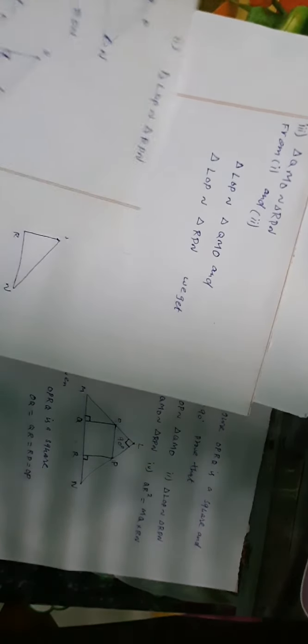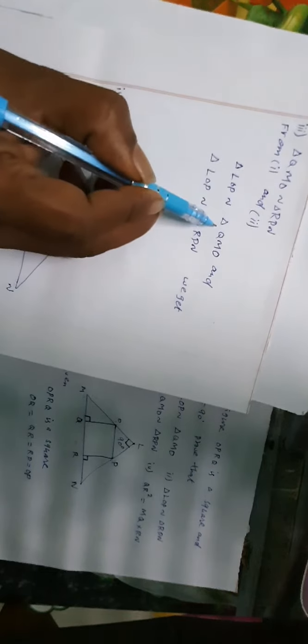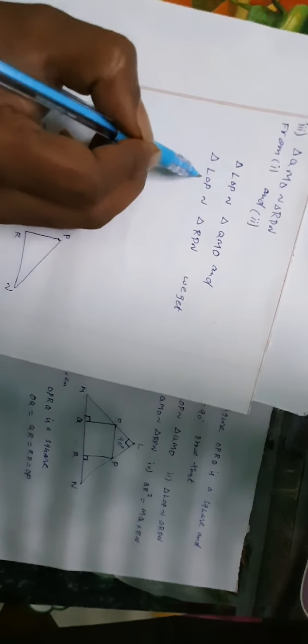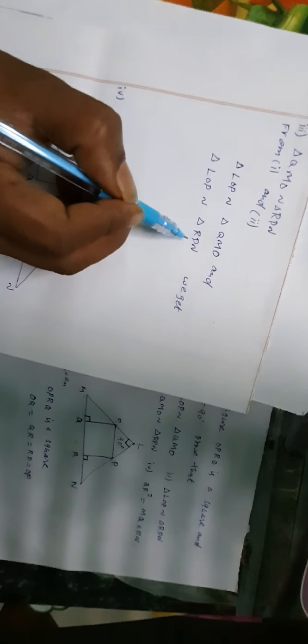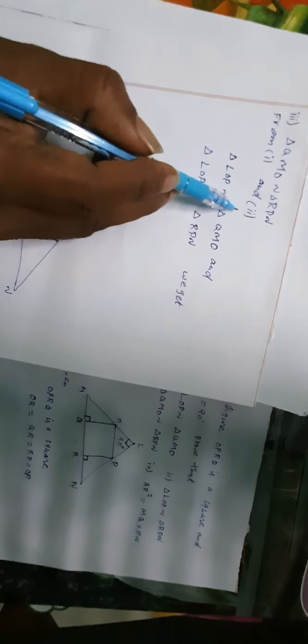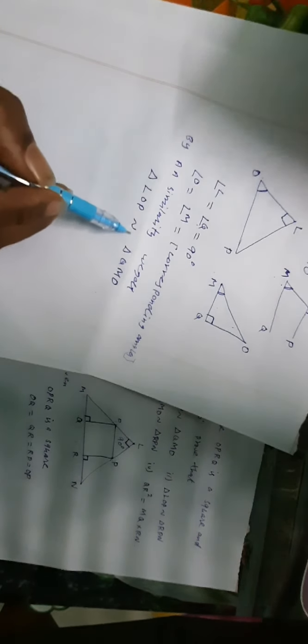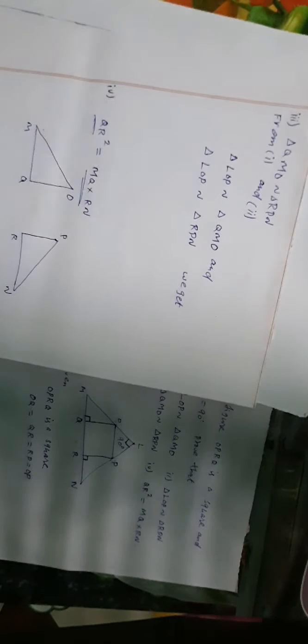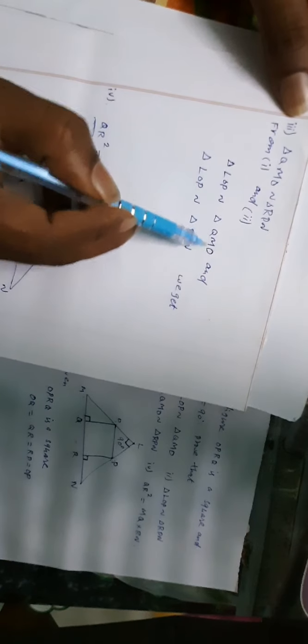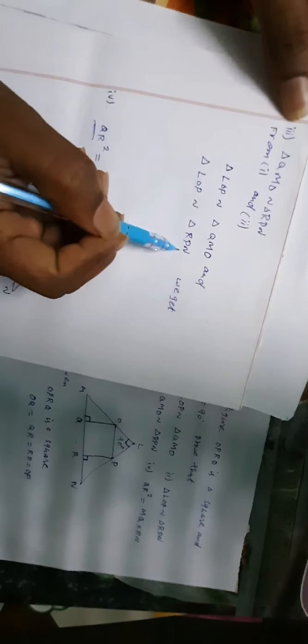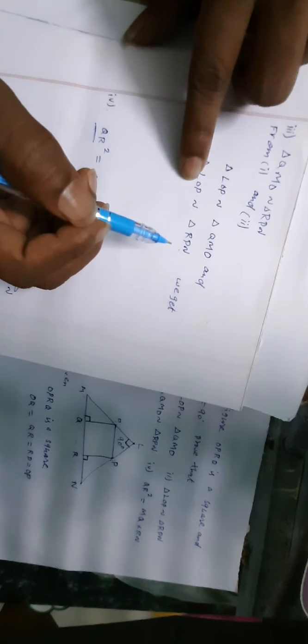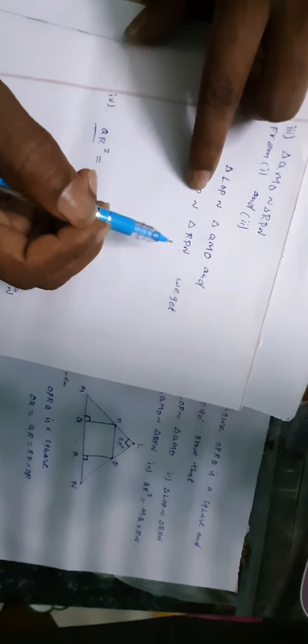So I can take from 1 and 2. First, triangle LOP is similar to QMO, and second, LOP is similar to triangle RPN. So from 1 we can prove LOP is similar to QMO, and from 2, LOP is similar to RPN. Right? So both conditions: LOP is similar to QMO, and LOP is similar to RPN.